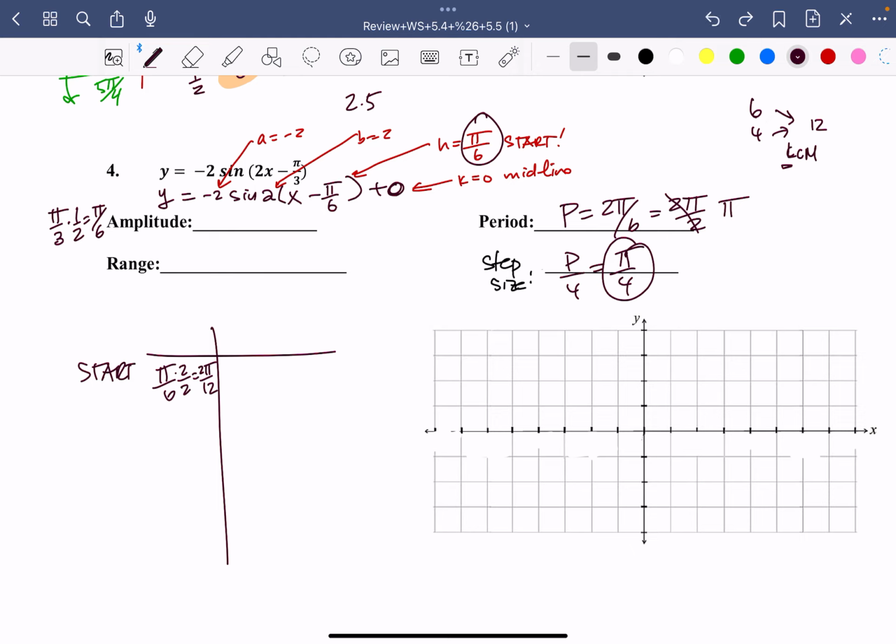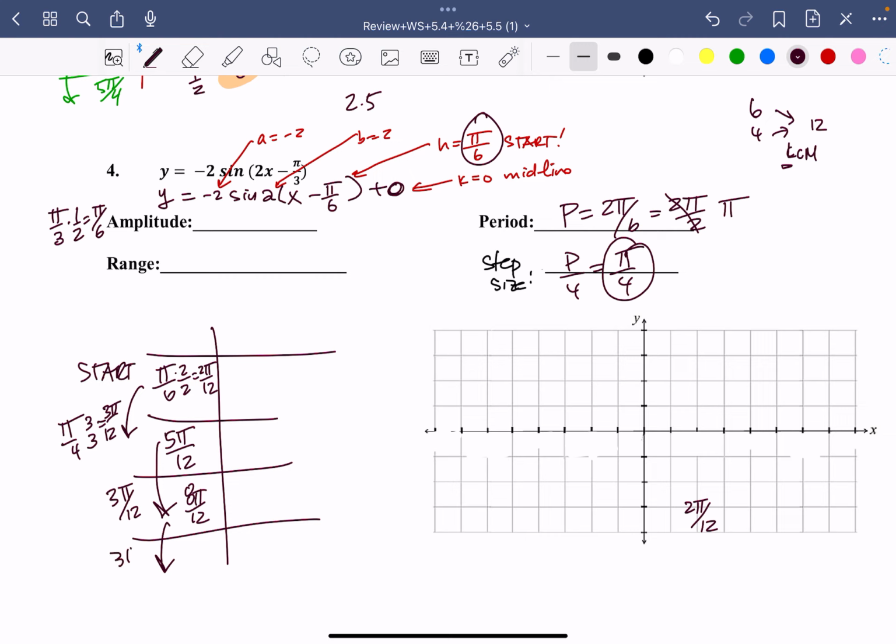Let's see. So we'll start right here at 2 pi over 12, right? There's 2 pi over 12. And I'm going to take one step of pi over 4, but I want that in twelfths. So I'm going to hit it with 3 over 3 and get 3 pi over 12. So I take a step of 3 pi over 12 and get to 5 pi over 12. Take another step of 3 pi over 12 and get to 8 pi over 12. Take another step of 3 pi over 12, get to 11 pi over 12.